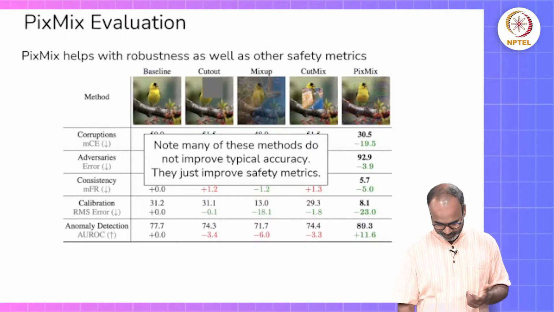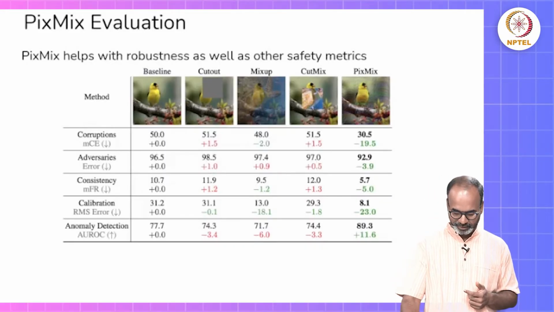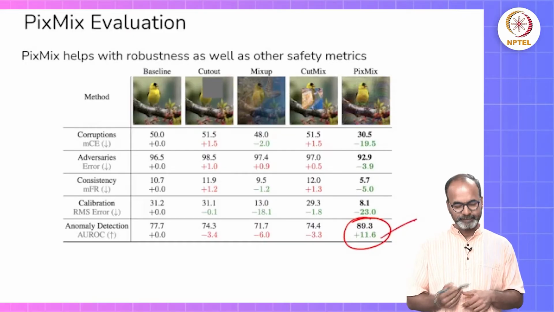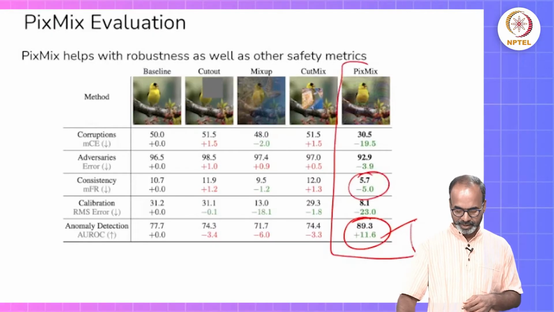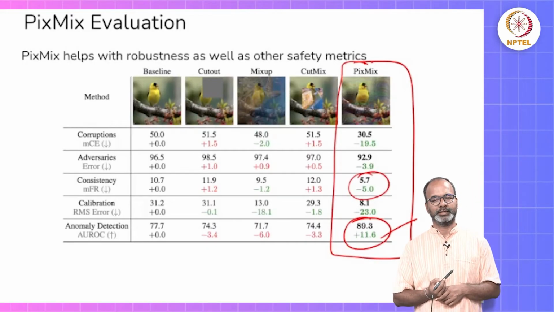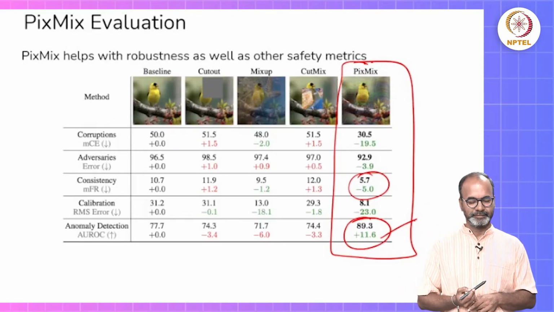What does it mean? So let's look at some of the things that have happened, right? If you look at the anomaly detection values here, the PixMix has improved by 11.6, right? And consistency has dropped. So essentially the idea is that the PixMix method is doing well across these different methods, and particularly they are good at the safety metrics.